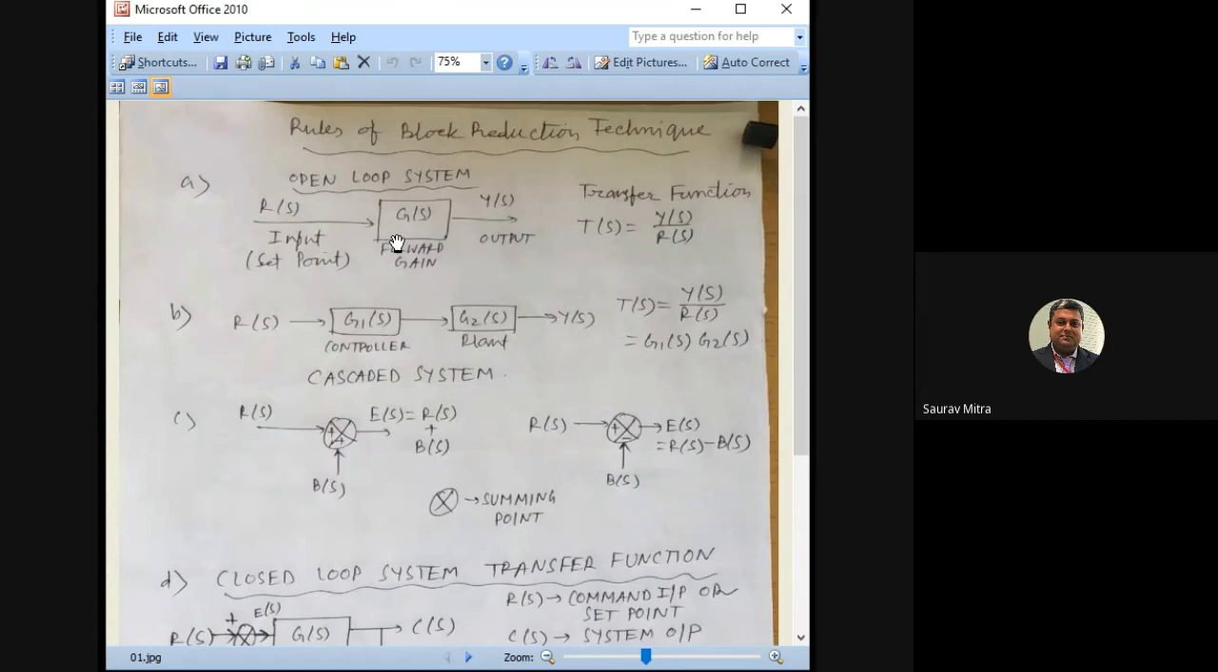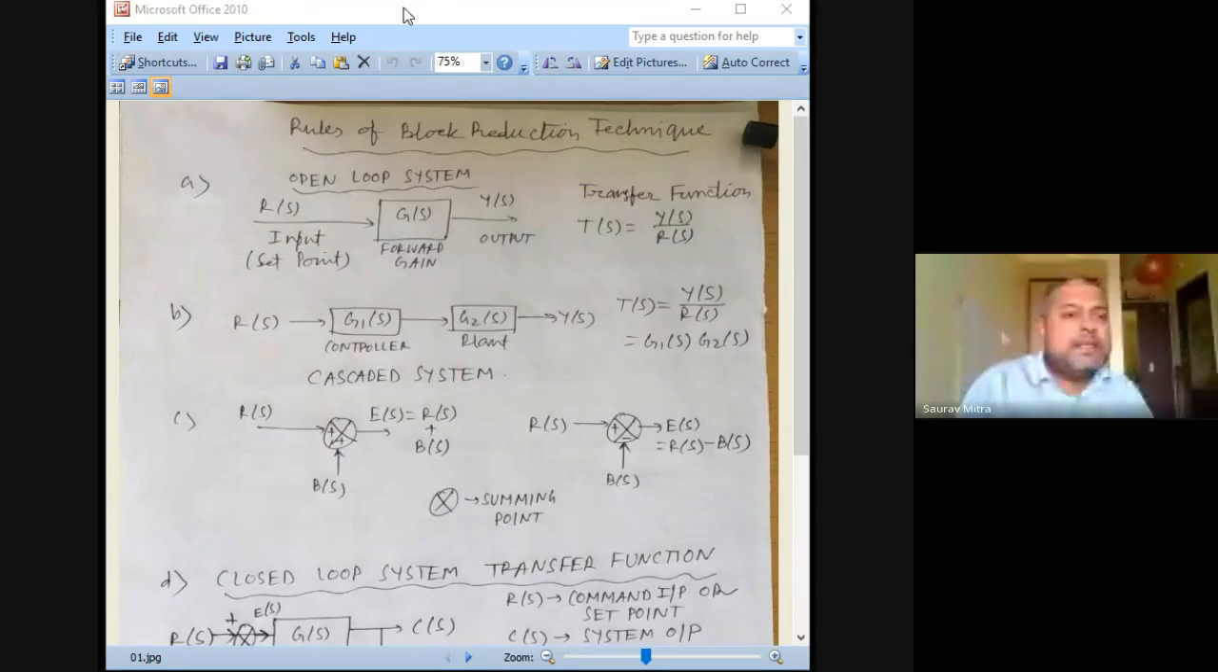So R(s) is given to the G(s), and we are getting what is called Y(s). So in that case, Y(s) by R(s), that is the transfer function, will be equal to G(s). In this case, it is not written, but you have to understand that because R(s) is passing through G(s) and producing Y(s). So what is the Y(s) equation? Y(s) is equal to G(s) into R(s). Then Y(s) by R(s) will be equal to G(s). In this case, the transfer function is given by T(s). So T(s) is equal to Y(s) by R(s), and that should be equal to G(s).